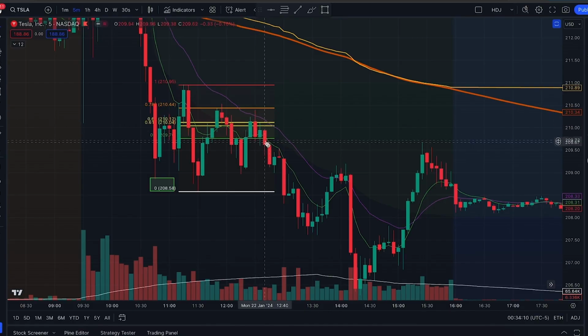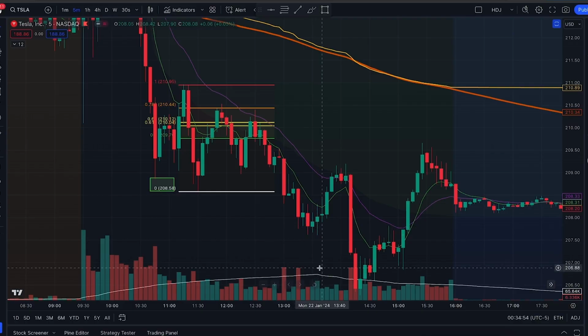It shot down. So your entry was right here or right here. Fast forward, this thing went down nicely. Nice strong red candle, closed below these previous lows. This candle really made it clear that this thing's going down, and it kept going. Once you saw the price action starting to form a base going sideways, you could have taken profit right here.